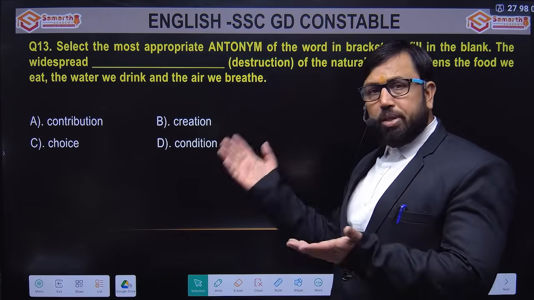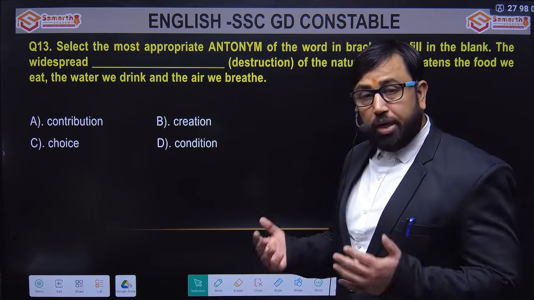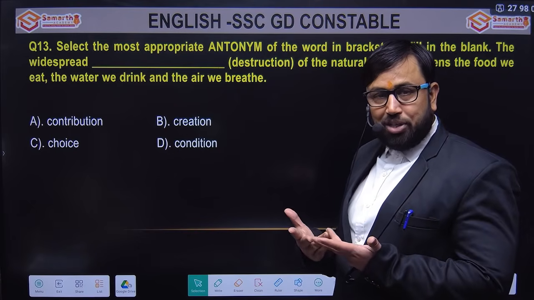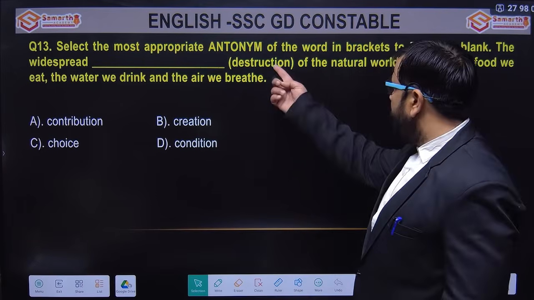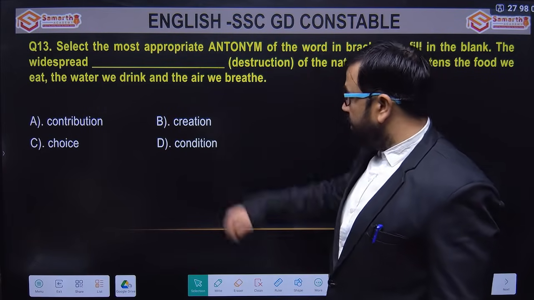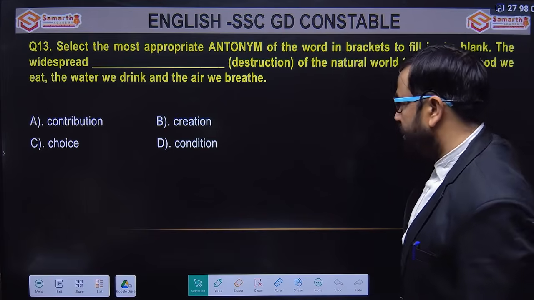So what will be the opposite of destruction? We should know that Lord Vishnu is the god of creation and Lord Shiva is the god of destruction. So the opposite of destruction will be creation. So B option would be the right answer.